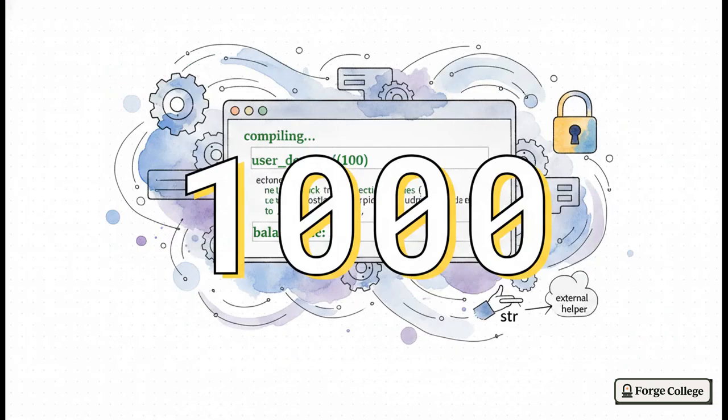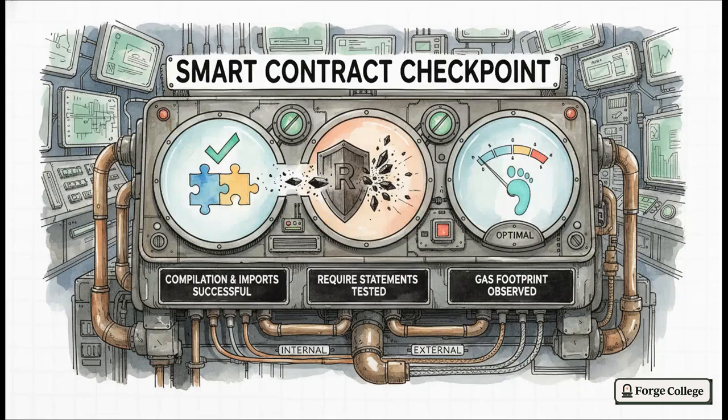When we execute our local compile script to simulate a user deposit, it is incredibly satisfying to see our formatted balance return exactly 1,000. Seeing this cleanly formatted output confirms that the wiring is absolutely perfect. So our compilation was successful, our require statements are thoroughly tested, and our gas footprint is observed. That last part is key, by the way. External and internal libraries actually consume gas differently, so keeping an eye on your gas footprint now means we get no expensive surprises down the road.